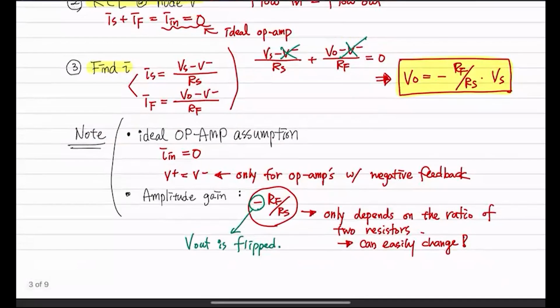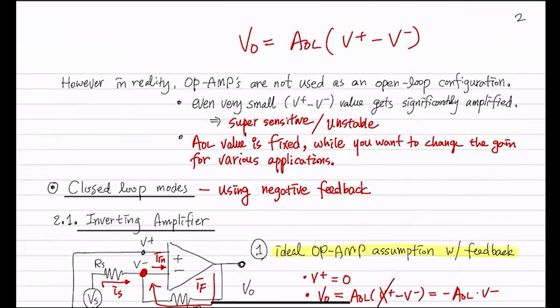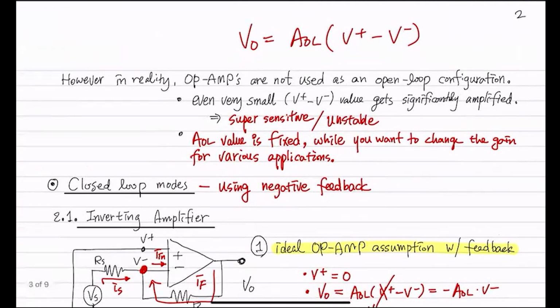Any questions? Yeah, if you choose your Rs value to be larger, then also, yes. Very good point. So the question is, what if we have this one a large value, say this is 10K and this is 2K? Then we have 1/5, right? So your input is getting smaller in your output, right? You shrink down your signal. That's possible too. Okay, good. Very good point.